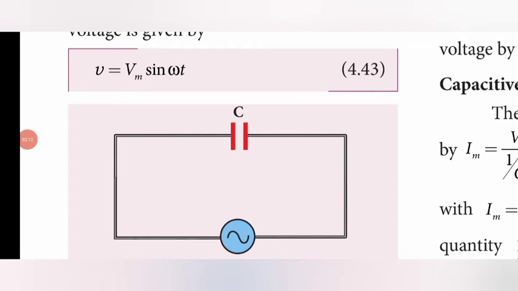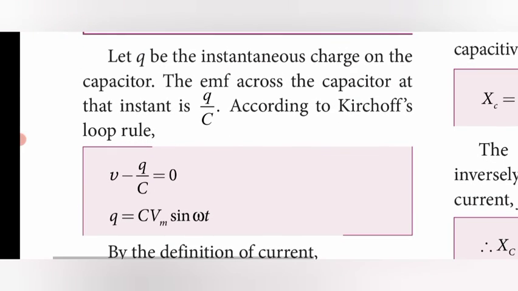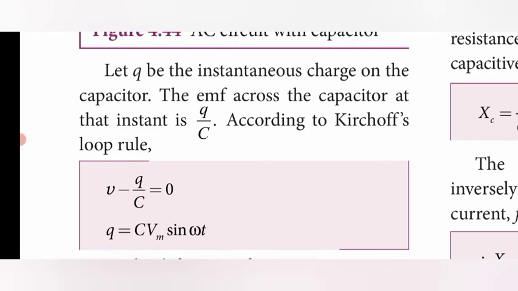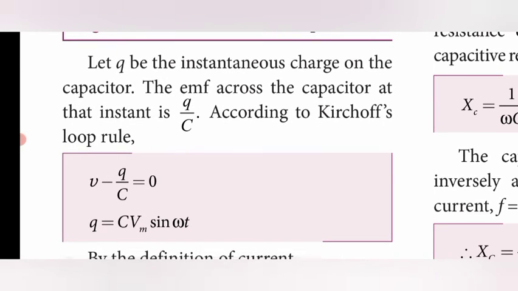Here also the general equation for the alternating voltage is V is equal to Vm sin omega t, and we have to substitute the capacitor value here. The capacitor C is equal to Q by V, that is a general formula. Here we want to substitute the voltage value, so we rearrange it: V is equal to Q by C, as you know. Q is the instantaneous charge of the capacitor, and the EMF value is Q by C.